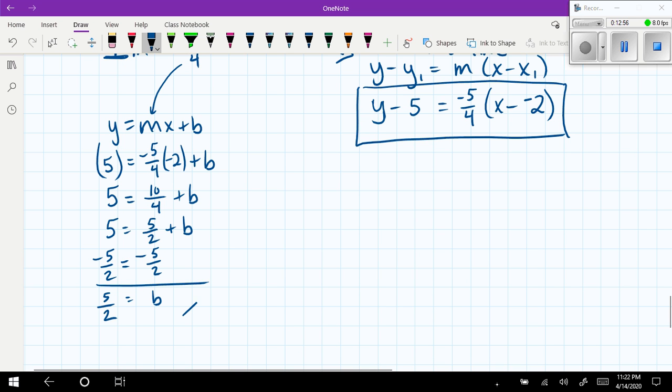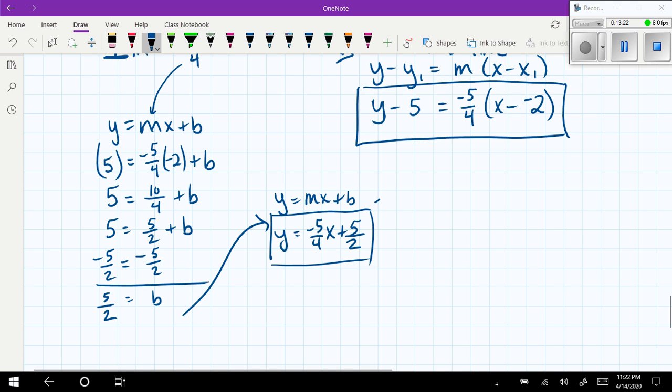And then I can take that b along with my y equals mx plus b again. I know that my slope is negative 5 over 4 x and then plus 5 over 2. And I am just telling you that these two equations are mathematically identical to each other. And I'm going to take the one that's point slope and convert it for you so that I can convince you of it.